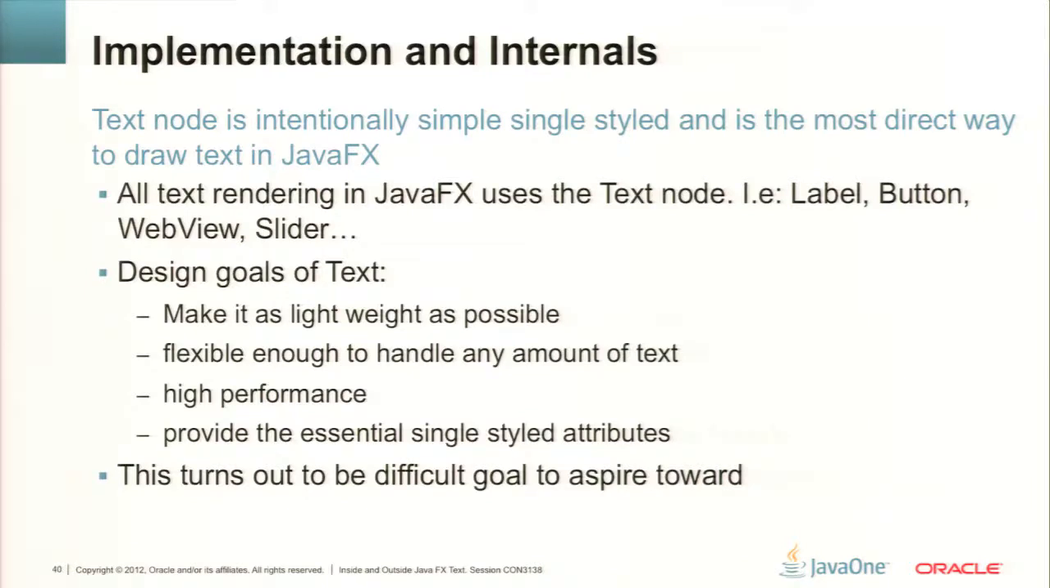Okay, so the design goal for text, well, first of all, internally, JavaFX uses text all over the place. In fact, any text rendering will be handled by our text node. So whether it's a web view or sliders, labels or buttons, it will end up having a text node there. From a design perspective, obviously, we need to keep the text node as lightweight as possible. We would like layout, etc., to be able to create as many as it wants. It needs to be flexible, take any amount of text, perform well, and have all those features that Phil has outlined. Turns out to be quite difficult.